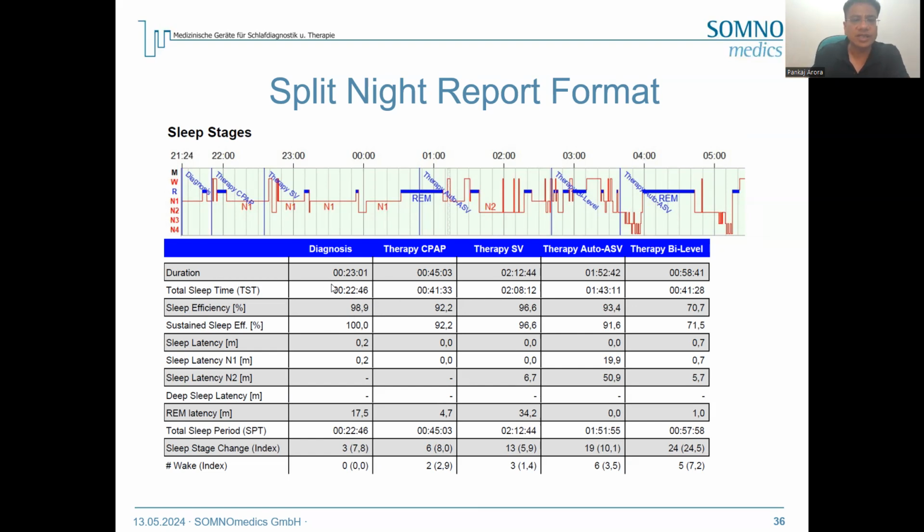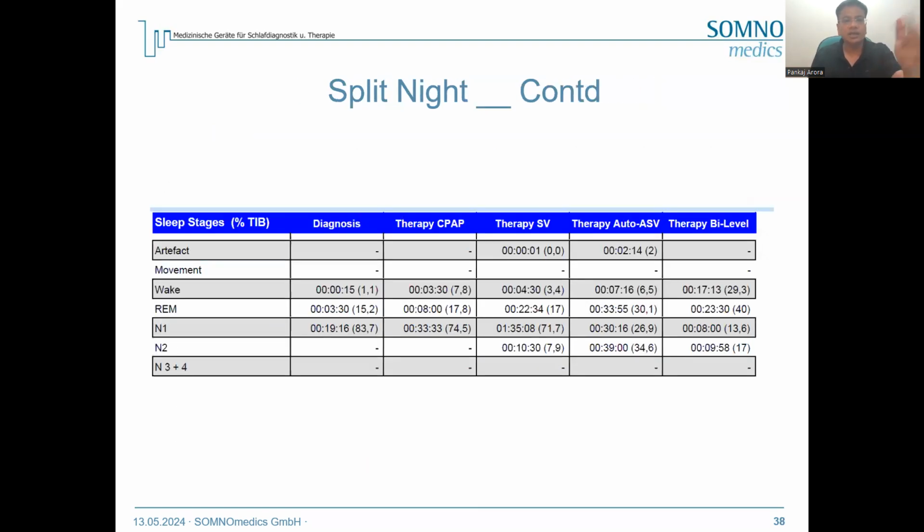So in this particular case, you can see the diagnosis, and you give a CPAP, and if the events are not abolished by CPAP, you can always give the bi-level. If the events are still not abolished by bi-level, you can probably give the servo ventilation and auto servo ventilation, and then you will be able to see what the sleep efficiency was in the diagnosis and during the therapy. So it will give you again the comprehensive report.